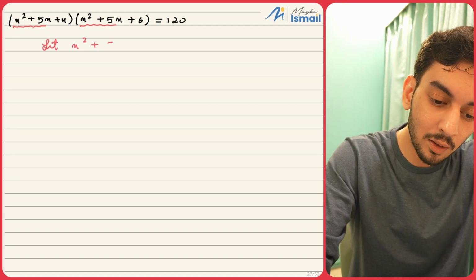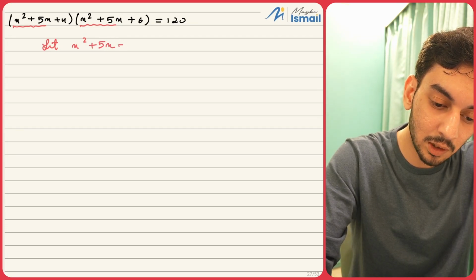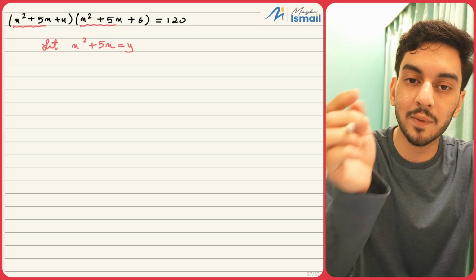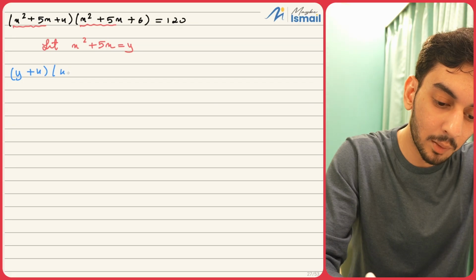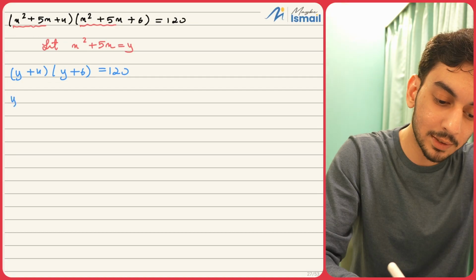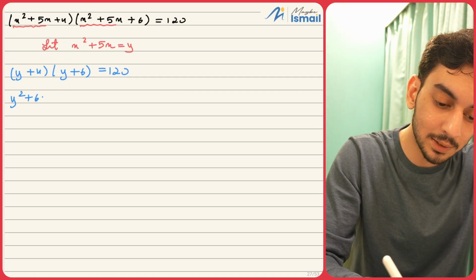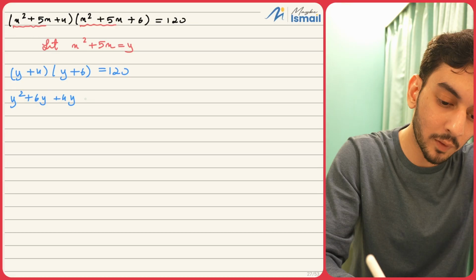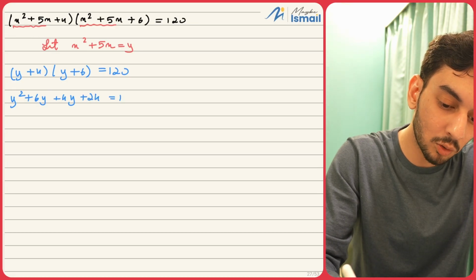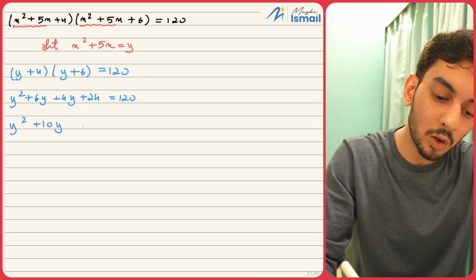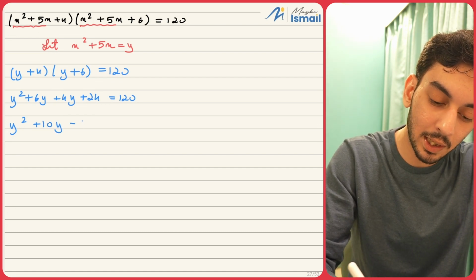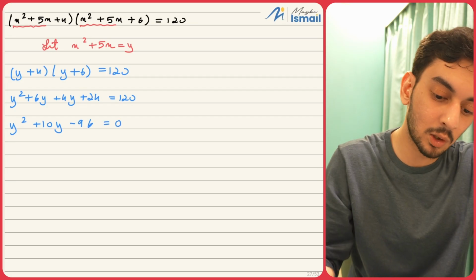So let x square plus 5x be equal to y. Just substitute x square plus 5x as y. So my equation now becomes y plus 4 times y plus 6 is equal to 120. Open up the brackets. Y goes to both of them, so y square plus 6y. 4 goes to both of them, so 4y plus 24 is equal to 120. So this becomes y square plus 10y plus 24 minus 120, which is negative 96, is equal to 0.